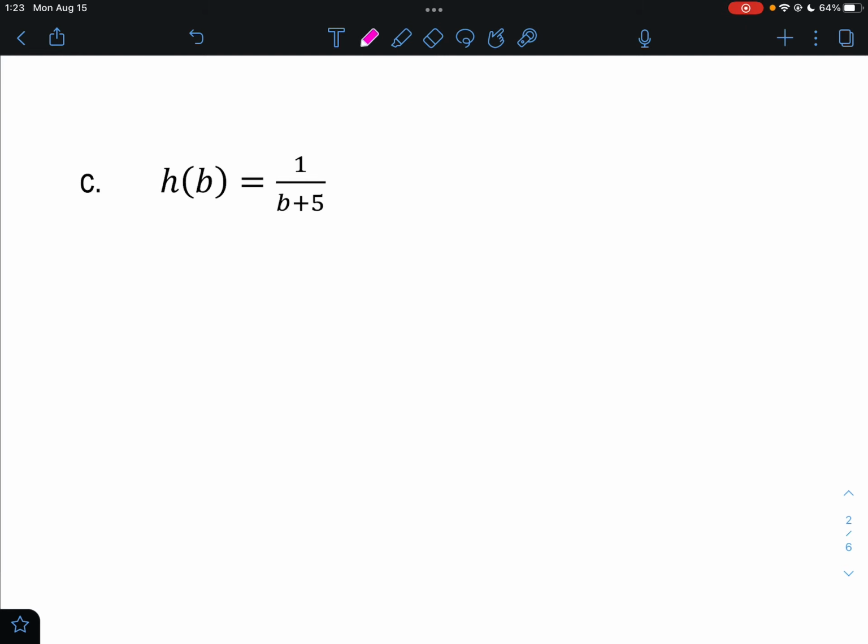Part C. This one, we can't use every possible number for x. When the denominator is 0, that would make this an illegal graph. It would be what's called a vertical asymptote. So what we're going to do is set the denominator equal to 0, and that's a pretty easy equation to solve. It would be when x is -5. So everything but -5 would work.